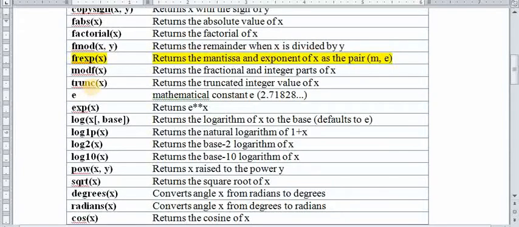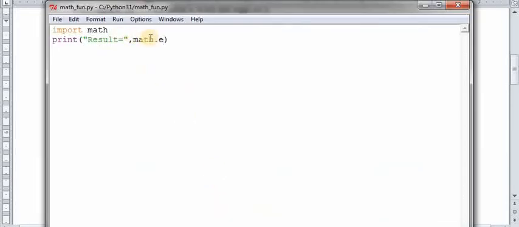Okay. So next function is the trunc function. What is the role of the trunc function? It returns the truncated integer value of x. Suppose that you have taken a decimal number, then the trunc function will return the integer part. Let's check it. For example, we write trunc, and write down any decimal number like 12.78. What will it return? It will return the integer part, that is 12. Save it and run it.